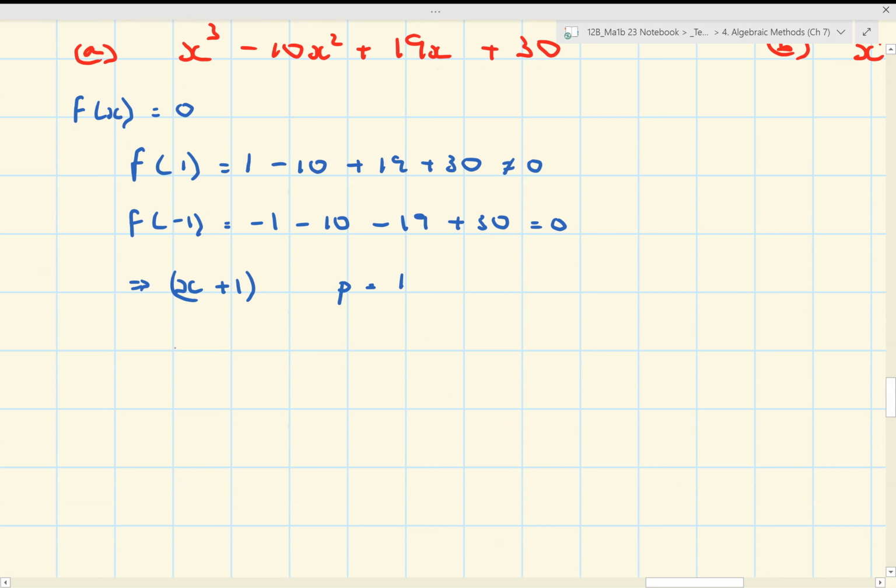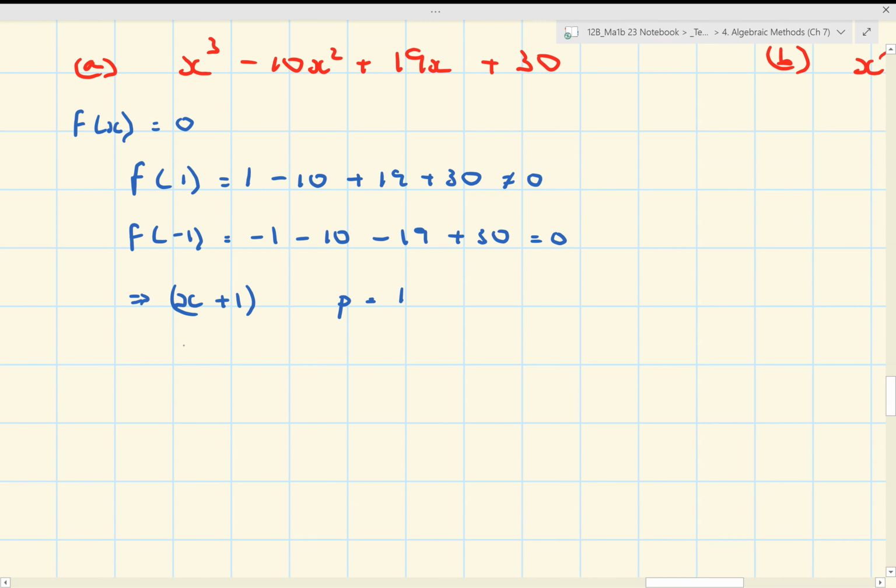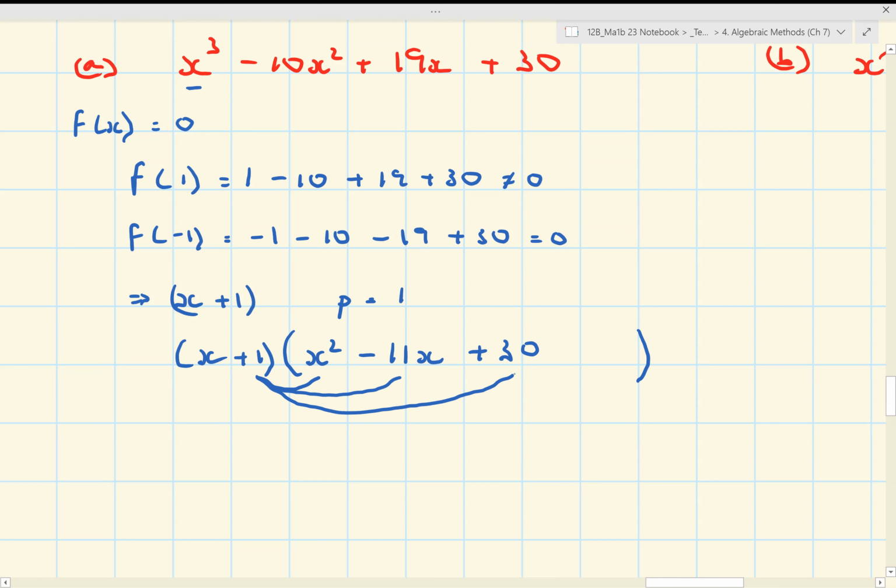I'm going to factorize the expression by inspection. I know that x plus 1 is going to be a factor. I'm aiming at this x cubed here, so it's going to be x squared. That gives me 1x squared, so I want another minus 11 to get minus 10x squared. That gives me minus 11, so I'm going to want plus 30. Final check, 1 times 30 does give me that plus 30. So I've factorized the expression there.